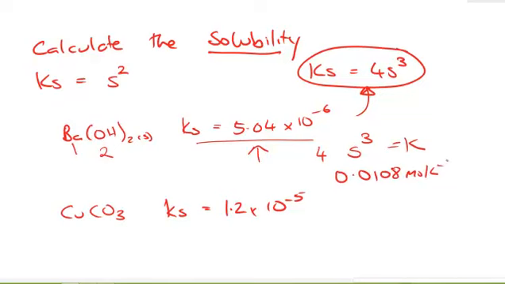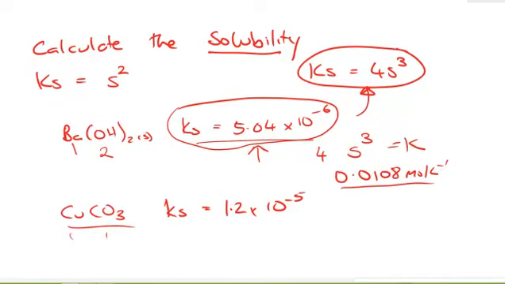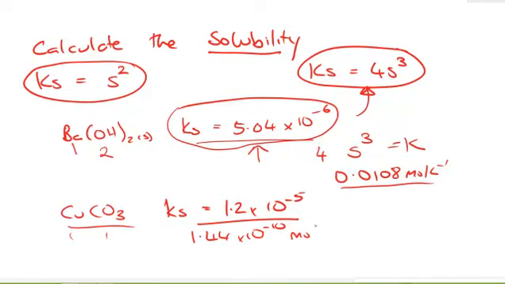That's moles per litre. Now Ks values like this have no unit. It's a ratio. 0.0108, the solubility, is a concentration. It has a unit, moles per litre. Now in the copper carbonate case, that's a 1:1 ratio, so you're going to use Ks equals S squared. So S would have been squared to get Ks. So you just need to find the square root of this number, and in this case it's going to be equal to 1.44 times 10 to the negative 10 moles per litre.